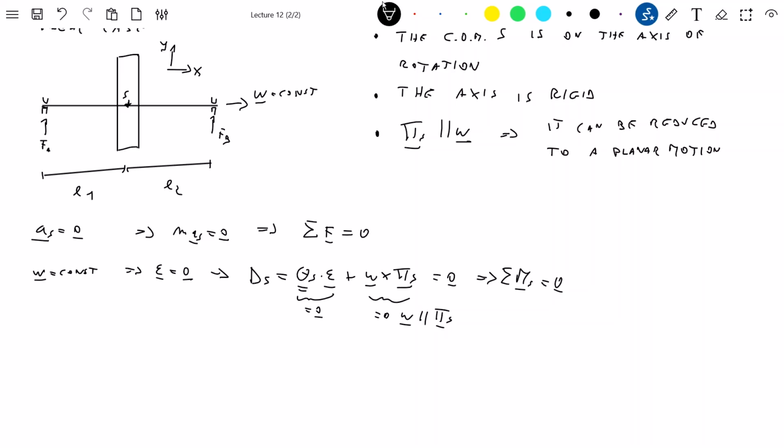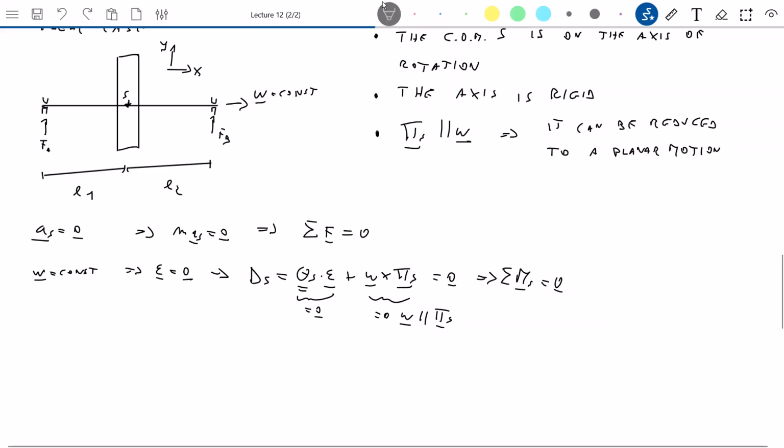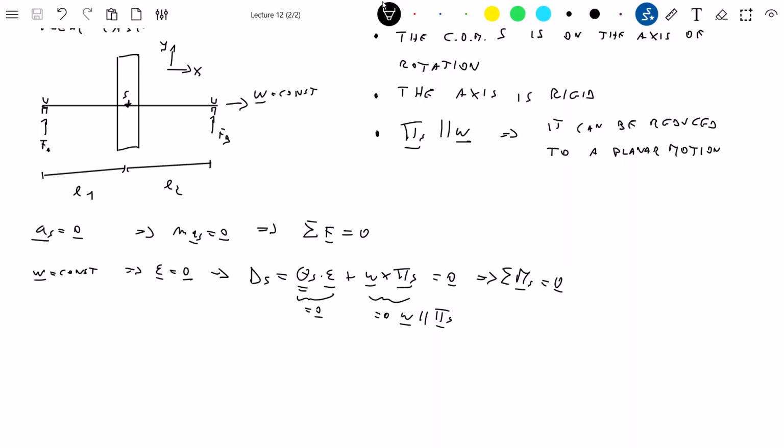So now you see the sum of all the forces is 0, the sum of all the moments is 0. This is something that you learn in a course of statics, okay? This is practically the static equilibrium equations. So here you can use static equilibrium equations.